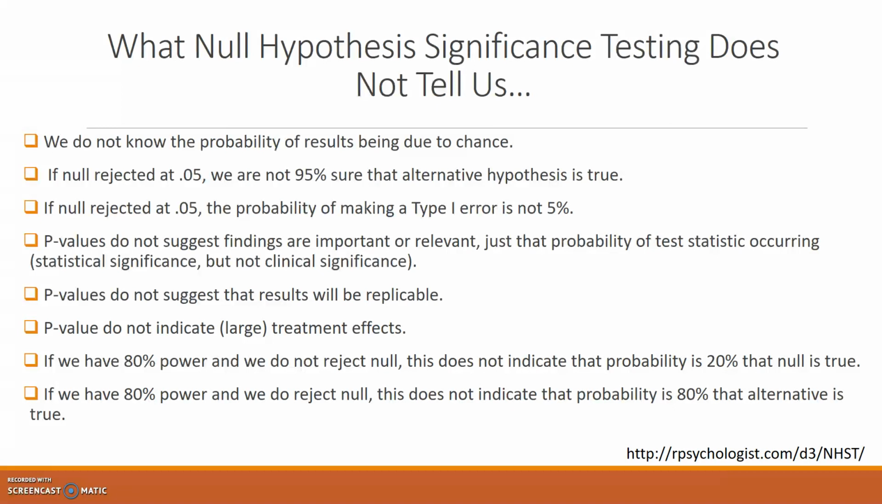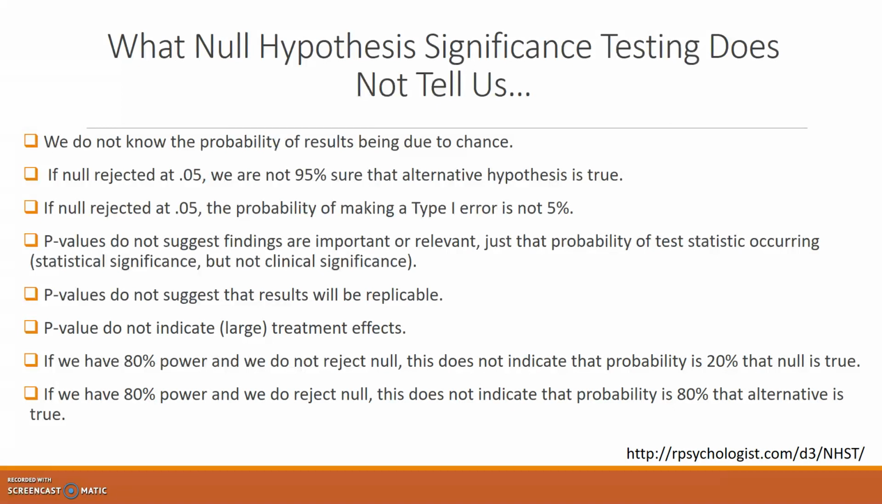If we reject the null at 0.05, we're not 95% sure that the alternative hypothesis is true. We're just saying we're willing to accept 5 times out of 100 that the results just might be due to chance. We can't say anything for certainty in terms of whether null or alternative is true. Likewise, if we reject the null at 0.05, the likelihood of a type 1 error is not just 5%. Again, we're just willing to accept 5 times out of 100 that this might be due to chance, but we don't know the likelihood of committing a type 1 error. There's other factors that come into play.